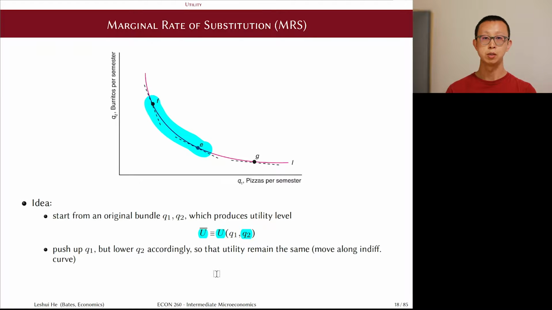The bar above U simply reminds us that this is not a function anymore, but instead just a particular reading that we're locking in. For instance, you might have 2 pizzas and 10 burritos. That gives you a utility reading of 10 units. Now, how do we travel along the indifference curve that represents 10 units of utility? Well, we're going to throw in 1 extra unit of pizza and probably take away a certain amount of burritos. And what we're trying to do is to exactly keep the utility function at exactly the level of 10 units.